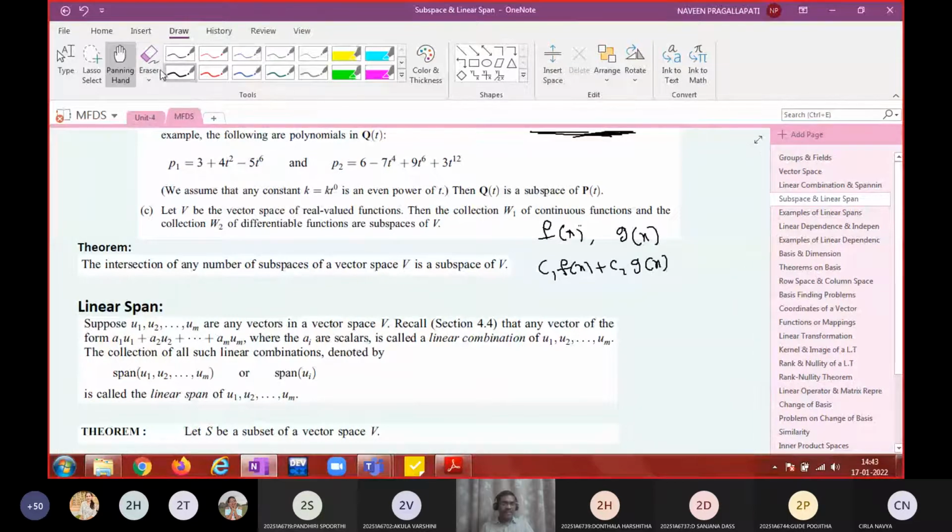So there is a theorem saying that the intersection of any number of subspaces is also a subspace. That means W1 is a subspace, W2 is a subspace, W1 intersection W2 is also a subspace of the same space P.